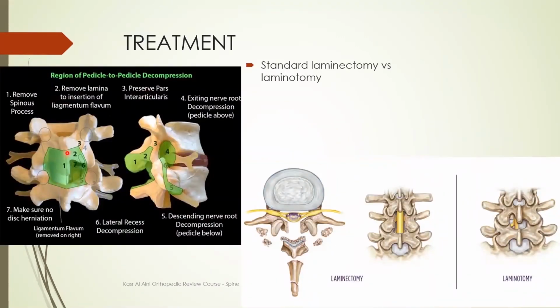This is the standard pedicle to pedicle decompression. It starts with the interspinous space by cutting the lower half of the proximal level, then remove the part of the cephalad lamina till the insertion of the ligamentum flavum. Do not forget to preserve the pars, then exiting nerve root decompression, then descending nerve root decompression, finally lateral recess decompression, and make sure that there is no associated disc herniation. It can be done through laminectomy or interspinous approach or through laminotomy approach.